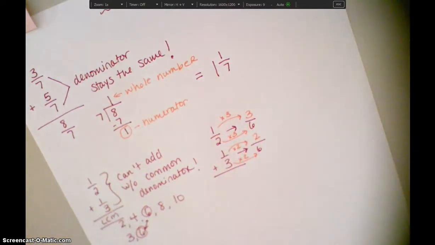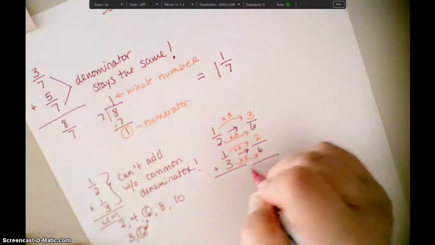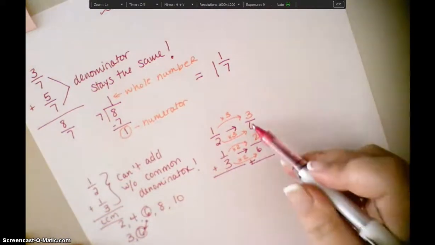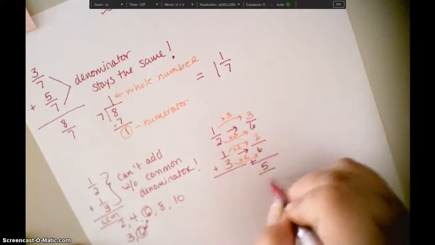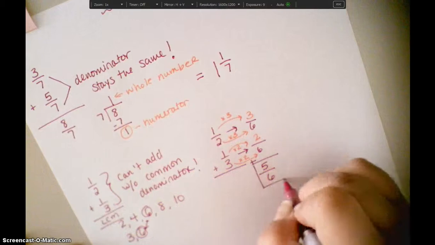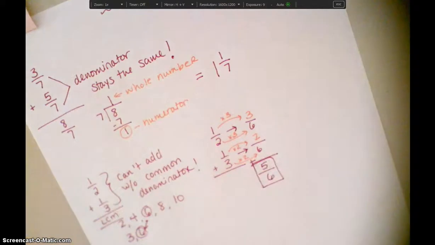So now that my denominators are the same and I've changed my numerators, I can add. 3 plus 2 is 5. My denominator stays the same. So my answer would be 5/6.